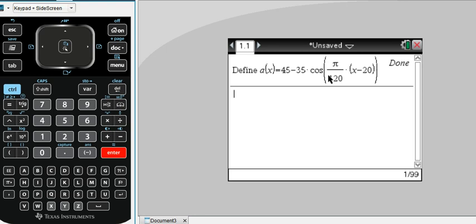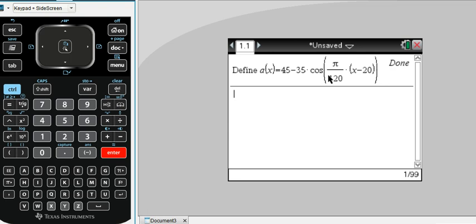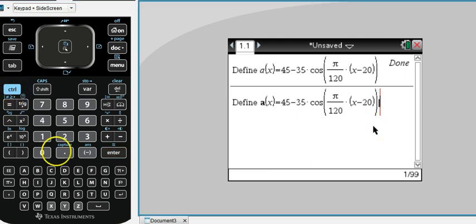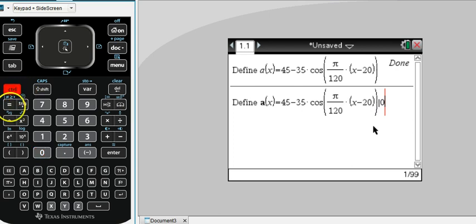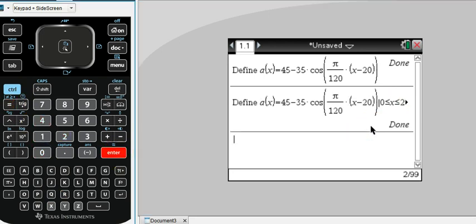Just another piece of advice though, I've defined that function, but in the question itself, if you have a quick look, in the question itself, we're actually given a domain. So when you're defining a function, if you know what that domain is, then at this particular point here, you can enter that domain as well. So given that 0 is less than or equal to x is less than or equal to 240. So now that you've entered that domain, that function is fully defined.